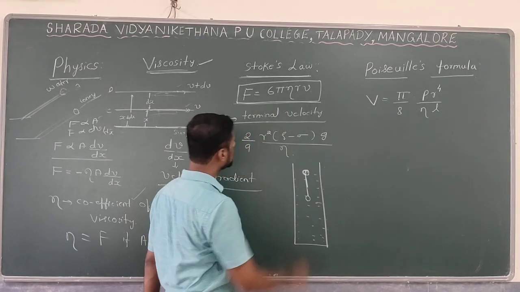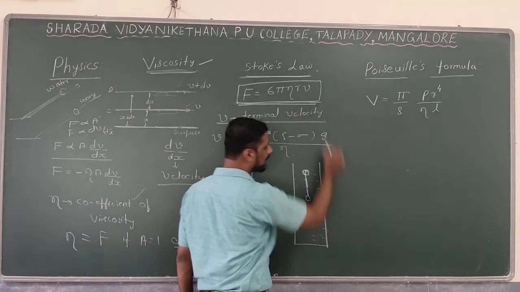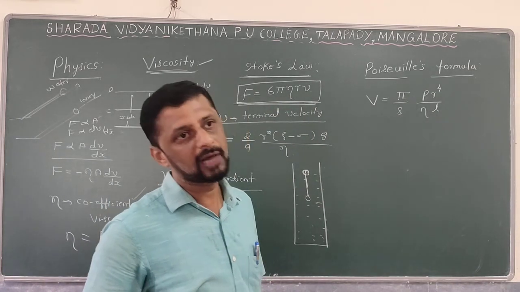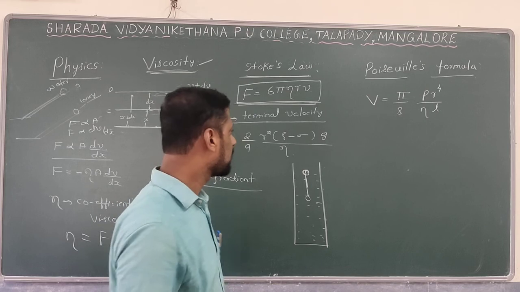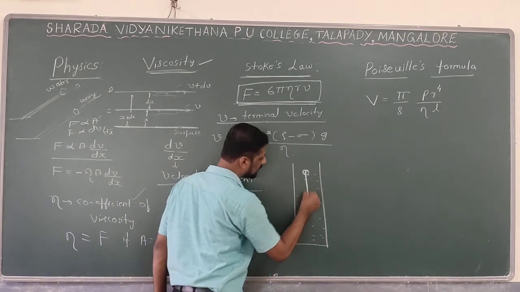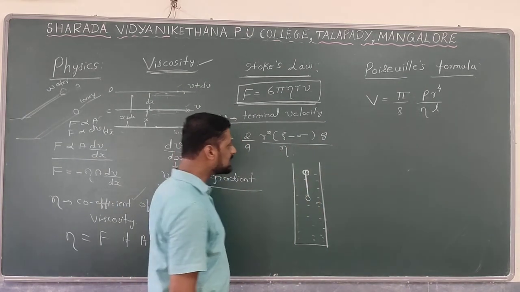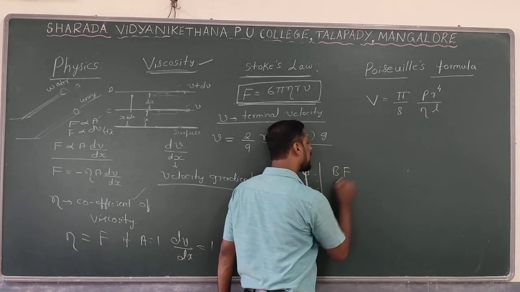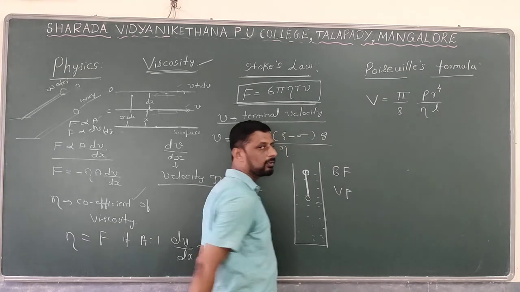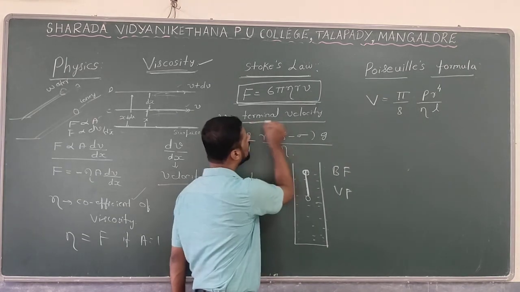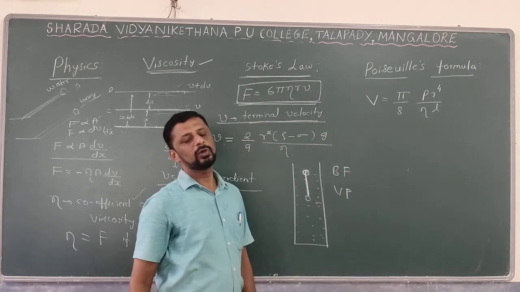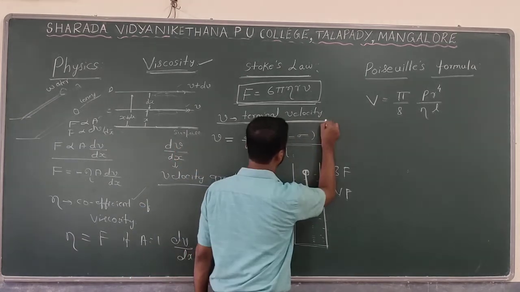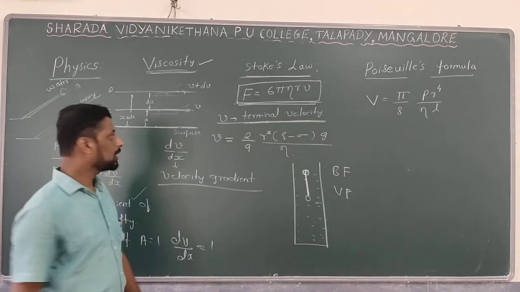So buoyant force and the viscous force act in which direction? Upward direction. Buoyant force as well as viscous force always act in upward direction, while the weight of this metal sphere acts in downward direction. When the weight of this metal sphere is balanced by buoyant force as well as viscous force, then what will happen? The metal sphere attains a uniform velocity or a constant velocity, which is called terminal velocity. What is the expression for terminal velocity?